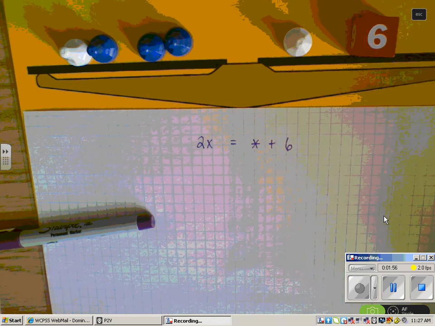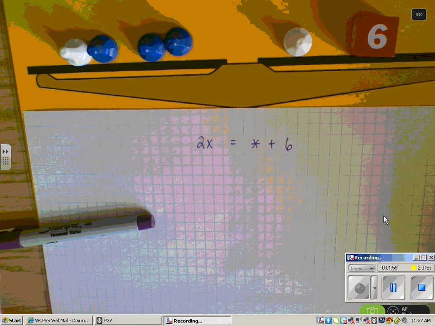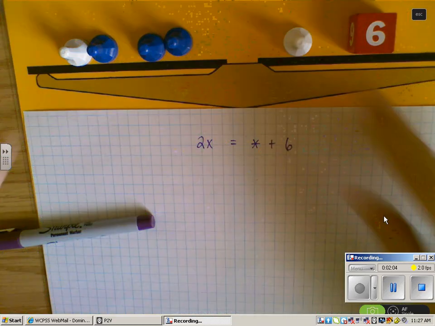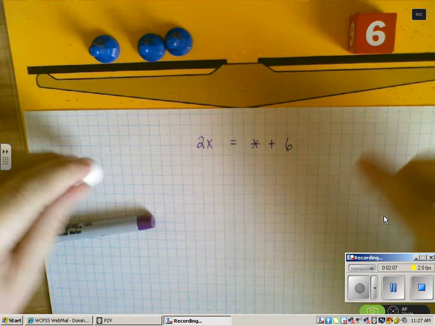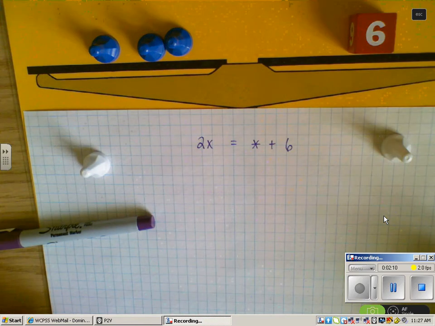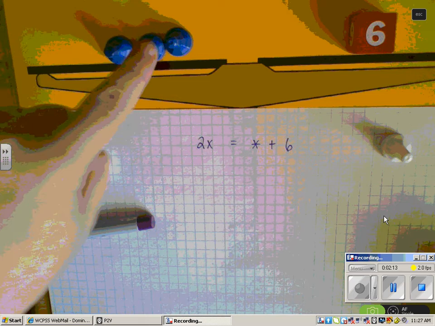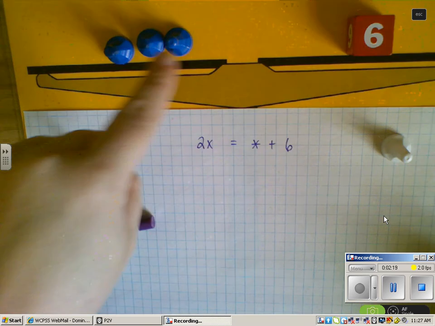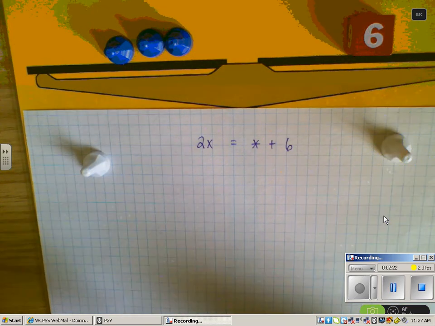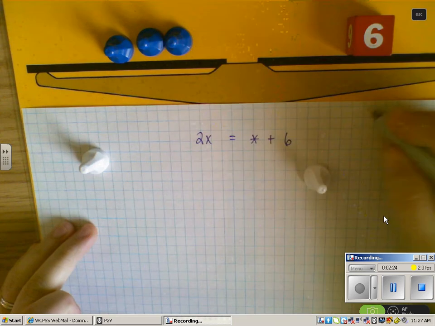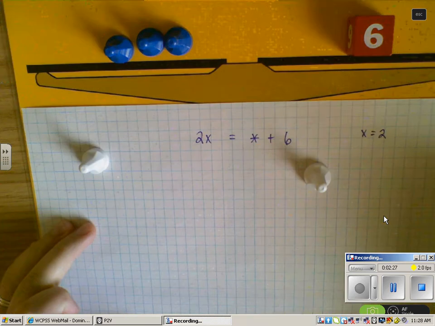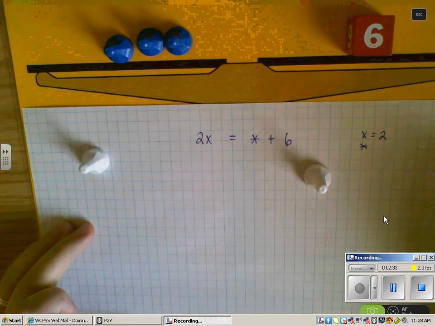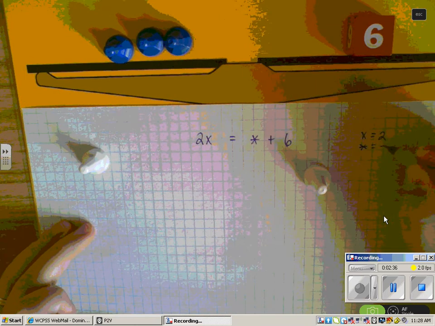But now I do have a legal move that I can do to help me solve this and to isolate this 6 number cube on the right hand side. I can take away a star from both sides. When I take away a star, now I'm left with 3x equals 6. And I can ask myself, well, 6 divided by 3 is 2. So x equals 2. I'm going to write that down. If x equals 2, then star must be the opposite, so it must be negative 2.